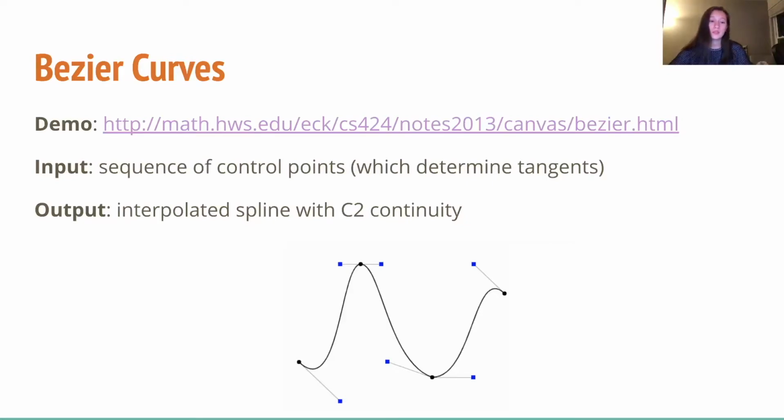So now we're going to talk about Bezier curves. This is another method to create a spline from a sequence of points, and this is really nice because it gives you a lot of control of these curves, and it has a nice way of determining the curve that doesn't really require all the matrix multiplication and whatnot. And it gives you C2 continuity.